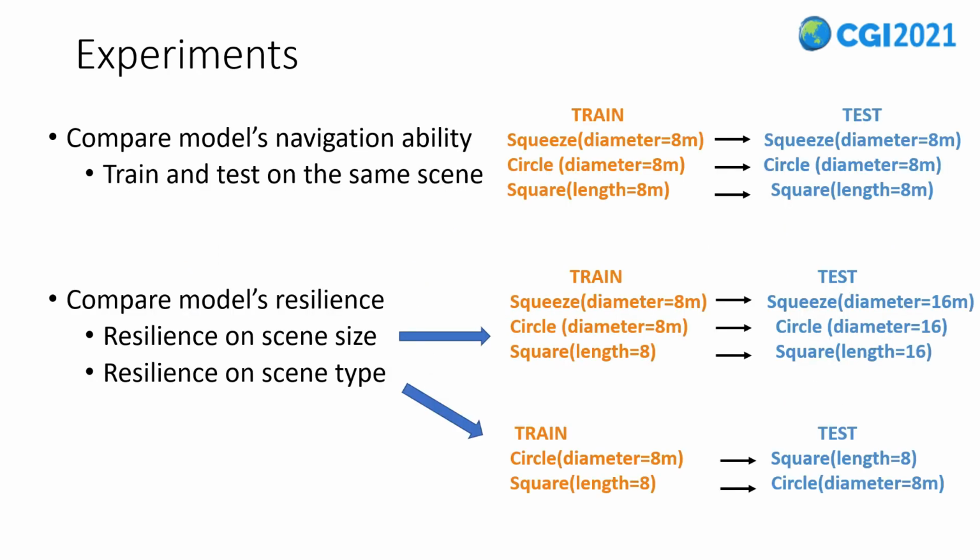We designed two kinds of experiments. The first experiment compares the navigation capabilities of the model, where the training and test scenarios are the same. For example, train the model on squeeze with a diameter of 8 meters and test it on the same scene. The second experiment compares the resilience of the model from two aspects. We test the resilience of the model in terms of scene size and scene type changes. For example, train the model on square and test it on circle.